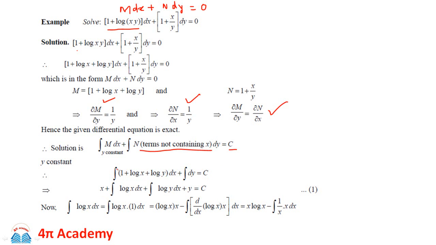So here the integration of 1 with respect to dx is x, plus integration of this log x dx, plus integration of this log y dx, plus integration of this dy is y, and it is equal to c. Now how to solve this integration? Why I have taken this problem, because here there is a term which is integration of log of x dx.